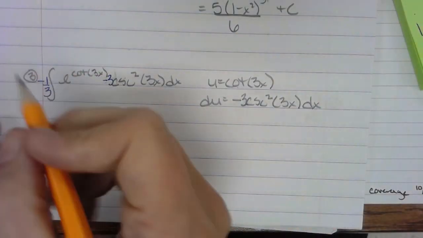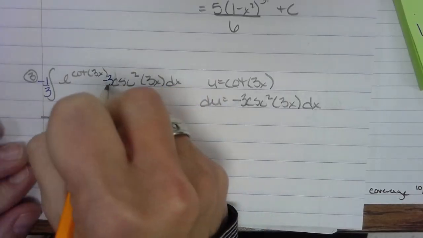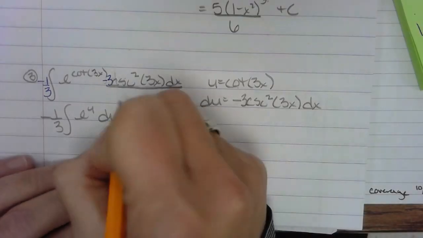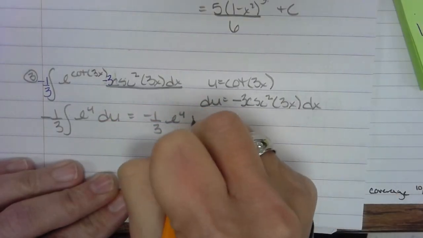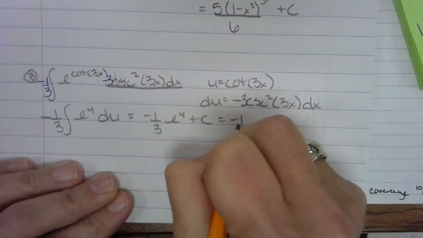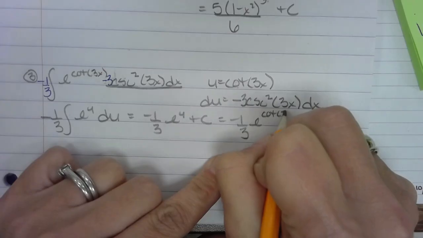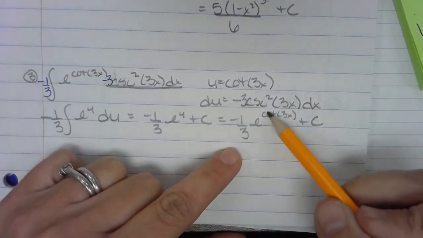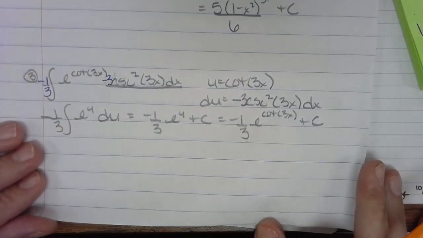So when I rewrite this, negative 1/3, this is just e to the u, and all of that right there is my du. So I've really simplified it. When I integrate it, negative 1/3 e to the u plus c. So this makes negative 1/3 e to the, my u is cotangent of 3x, and then plus c. If you want to, you can just put this over 3, just make sure it's negative, and so forth. All right, moving on.